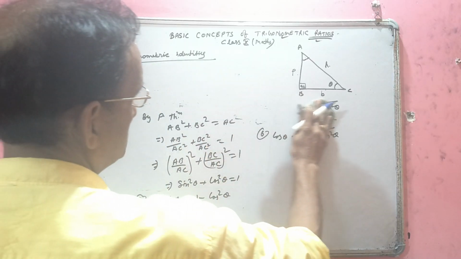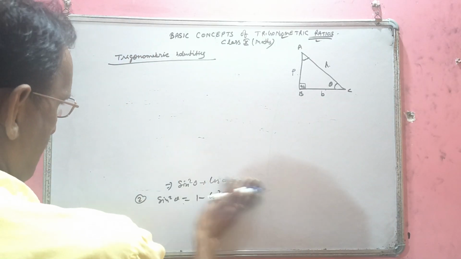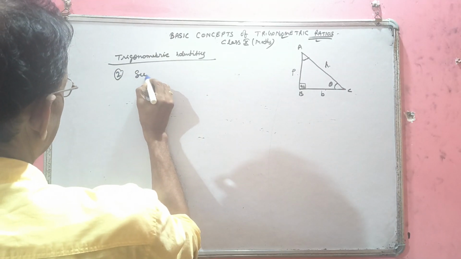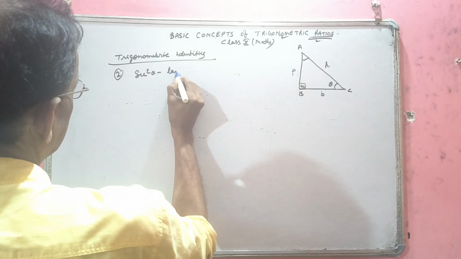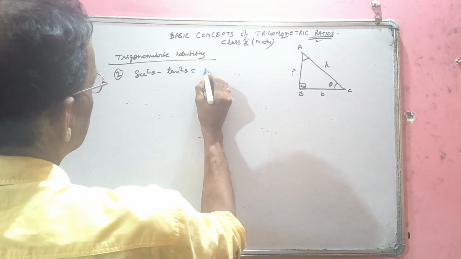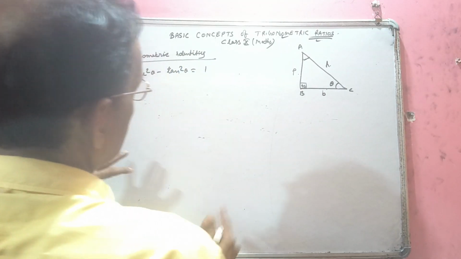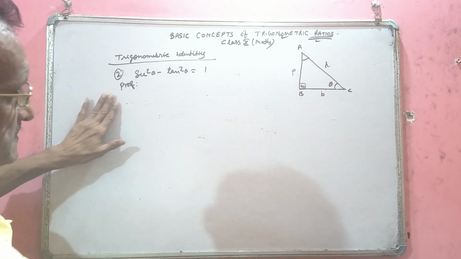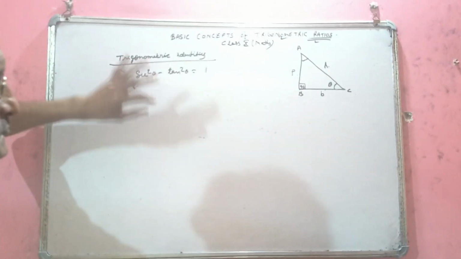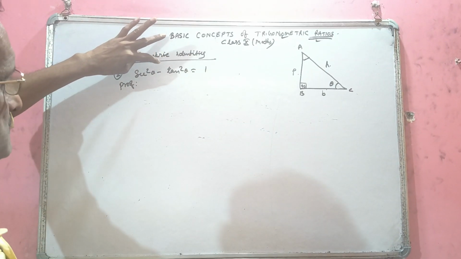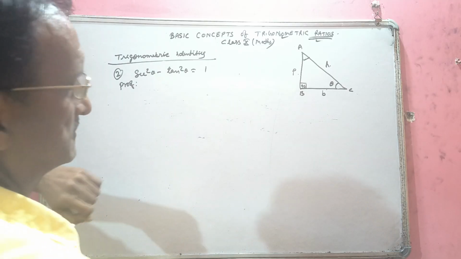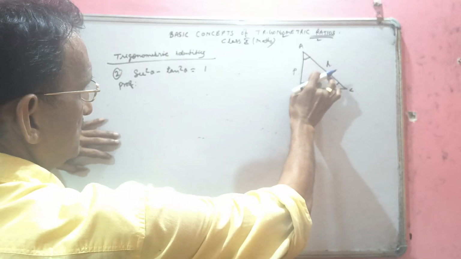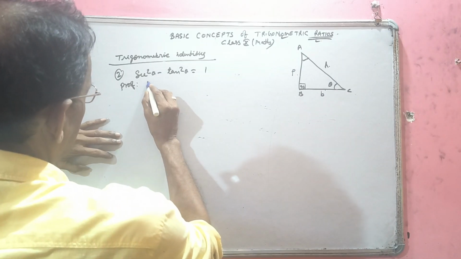Identity number 2 is sec square theta minus tan square theta, very important, equals 1. The proof again I will give you, proof or explanation, whatever you take it as. Sometimes the question is: prove geometrically sec square theta minus tan square theta equals 1. So we will use geometry. This triangle will help you. The diagram you need to draw, so write it down a little bit.